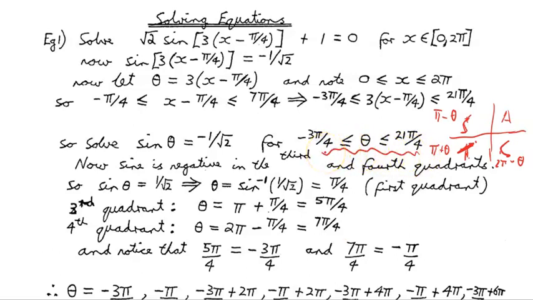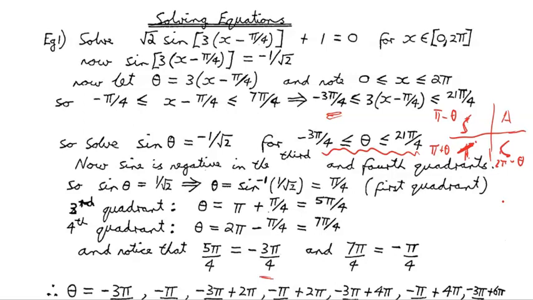Well, first, one thing we need to notice is that 5 pi on 4, which is in the third quadrant, is actually equal to minus 3 pi on 4. Now, minus 3 pi on 4 agrees with the endpoint of our transformed interval. 7 pi on 4 is equal to minus pi on 4, which clearly lies in this range. So there are our first two solutions.